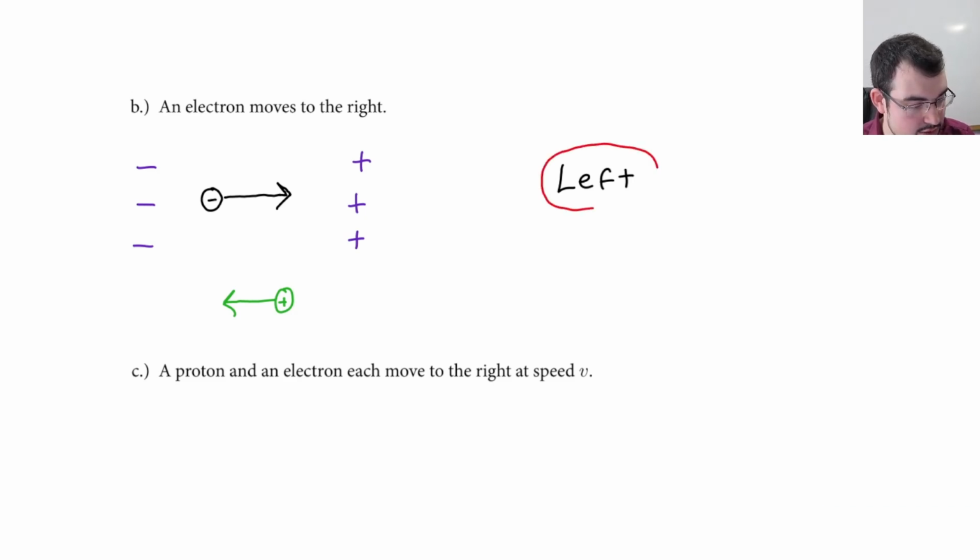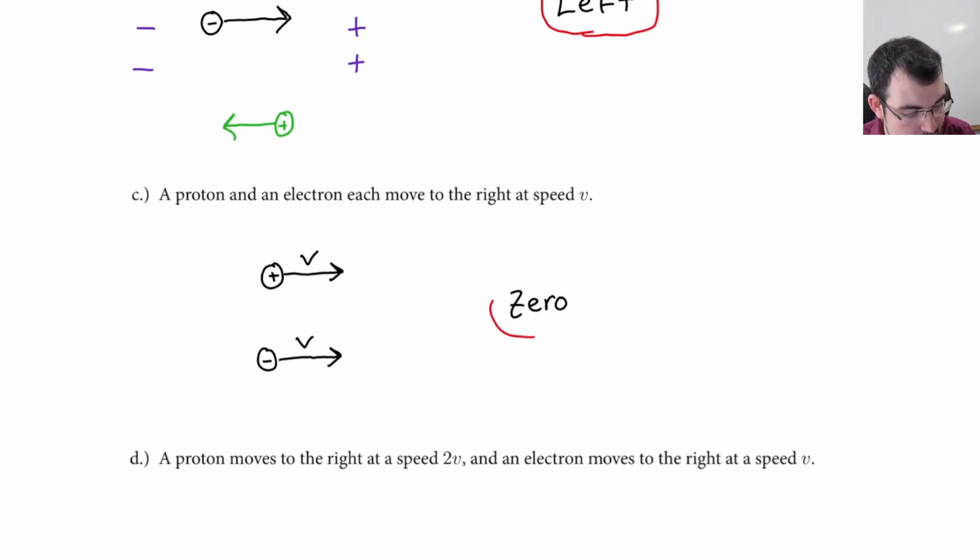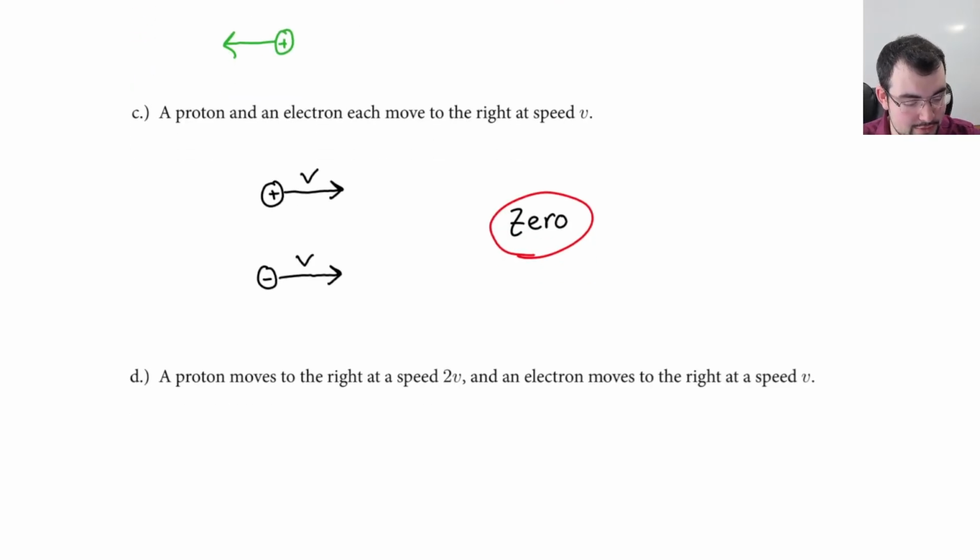Because if electrons are moving to the right, that must mean that there's more positives in that direction, so positives would be doing the opposite. A proton and electron each move to the right at the same speed. So if we have a proton moving at a speed v to the right, and we have an electron moving at a speed v to the right, well, this would be zero current because there must not be any net direction of charge flow because they're canceling each other out perfectly.